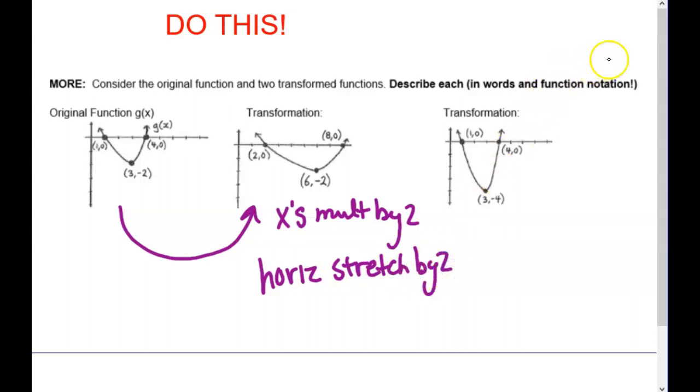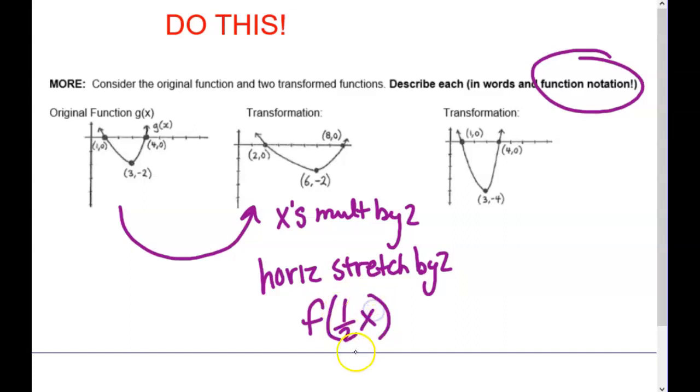Okay, how do you write that in function notation? Where's the 2 go? Inside or out? Horizontal is inside. It doesn't have a name, so you can call it F or G or H or whatever. But do I put 2x inside? I have to do the reciprocal, right? This would be 1/2, because inside is the opposite of what it seems.